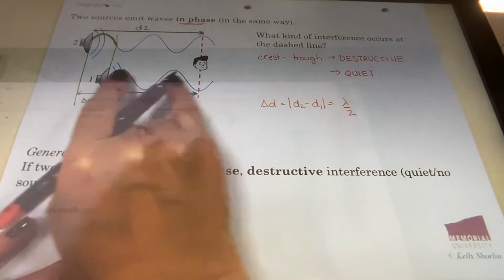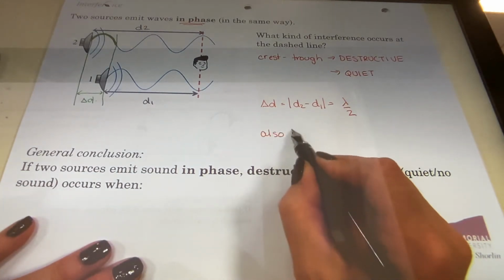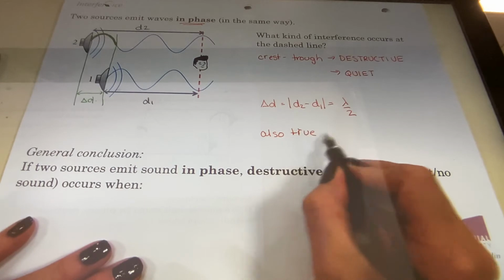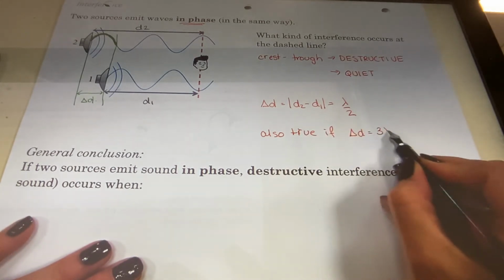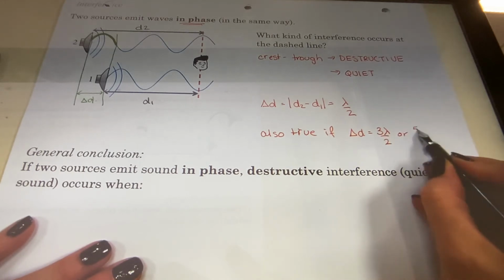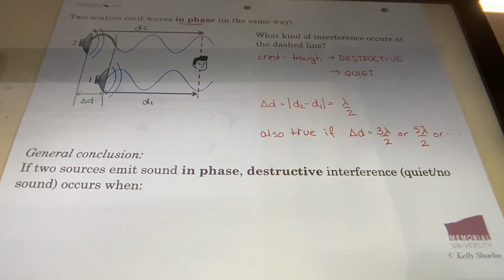If I move this down a full wavelength, I would find that I would still get destructive. So it's also true if delta D were 3 lambda over 2, or 5 lambda over 2, or so on. So basically, whenever they're off by a half wavelength, so a something 0.5, that's when the waves are going to meet crest to trough. That's when you're going to get your destructive. So if they're off by a full wavelength, it's constructive. Half wavelength, it's destructive, if they're in phase.